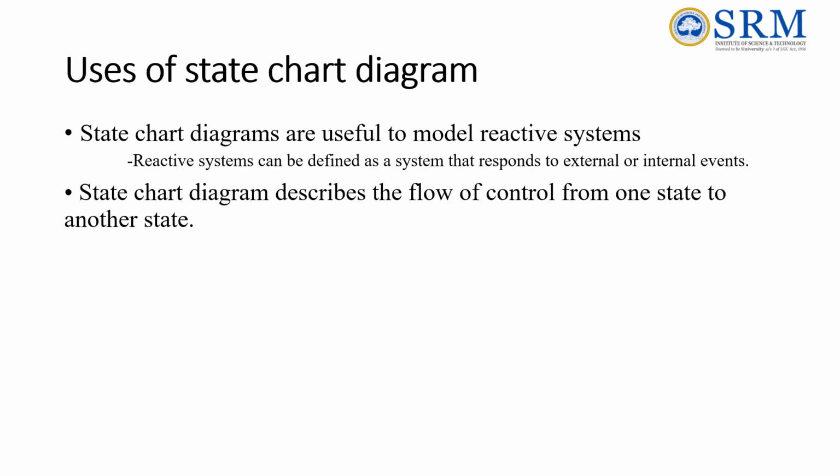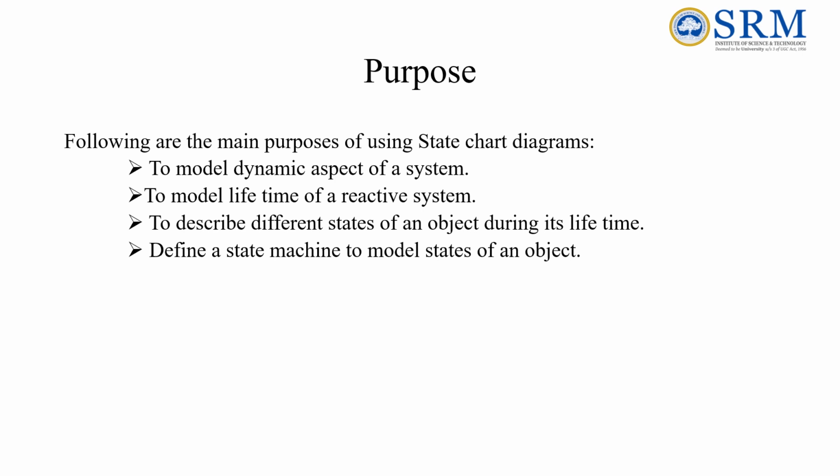And the uses of the state diagram. The state diagram is useful to model reactive systems. A reactive system is defined as a system that is responsive to internal and external events, whatever the event may be, with the flow of control from one state to another state. This is the use of the state diagram. And what is the purpose of the state diagram? It models the dynamic aspect of the system, a lifetime reactive system, and the different states of an object during the lifetime of the system, using a state machine to model state and object.